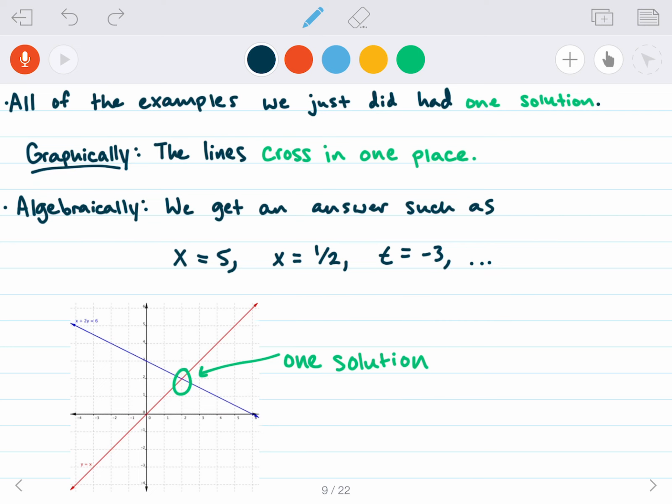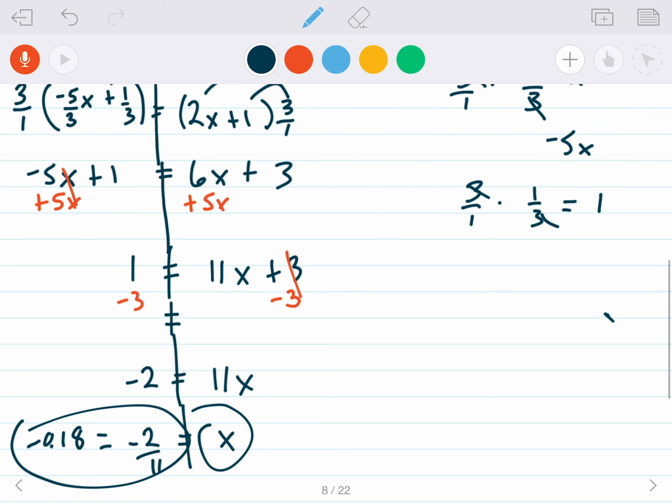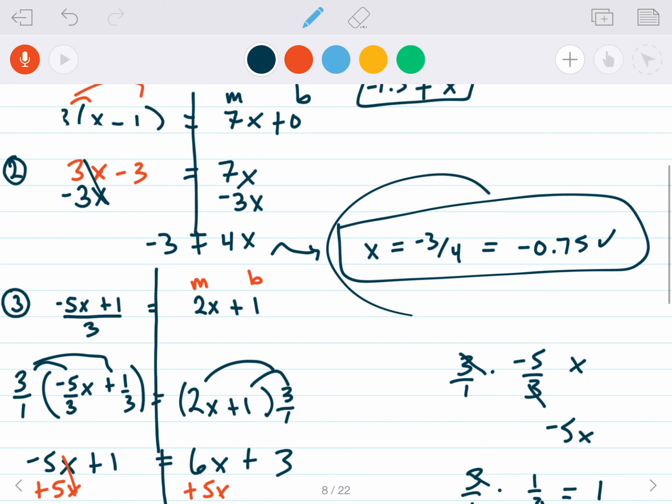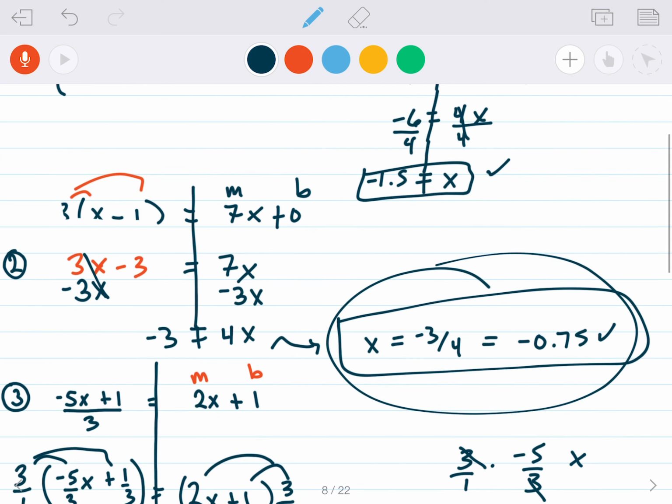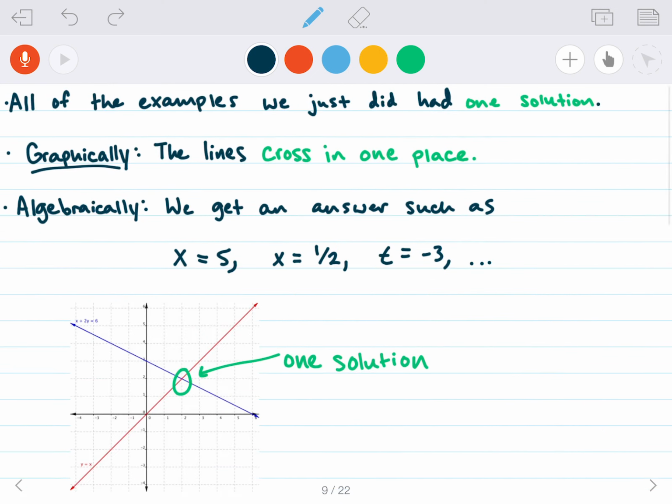Algebraically, what it means is when we isolate the variable, we get an actual number. So like for all of these examples, we got x equals negative 0.18. We got x equals negative 0.75. We got x equals negative 1.5. So we get x equals a number.